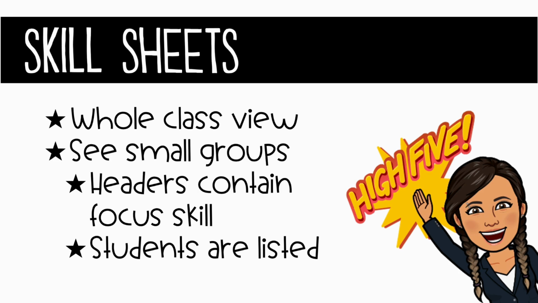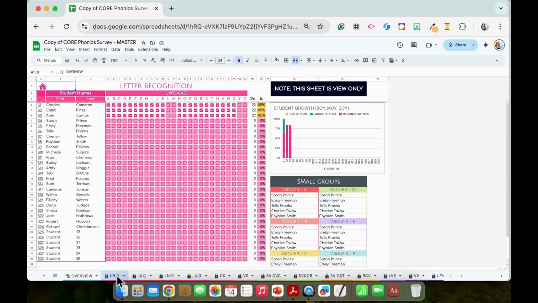Now let's take a look at one of the skill tabs. The small groups section is one of the most helpful features. Groups are automatically created based on students' needs and align with the UFly scope and sequence. Up to 5 students are grouped by their specific phonics skills.